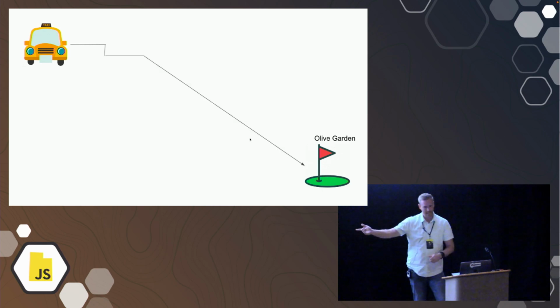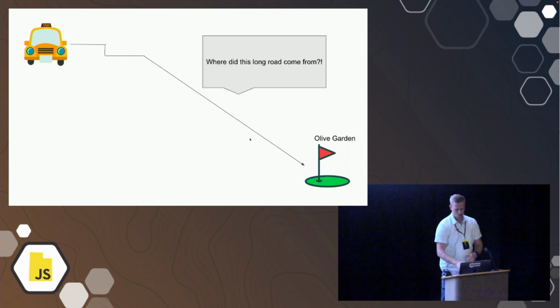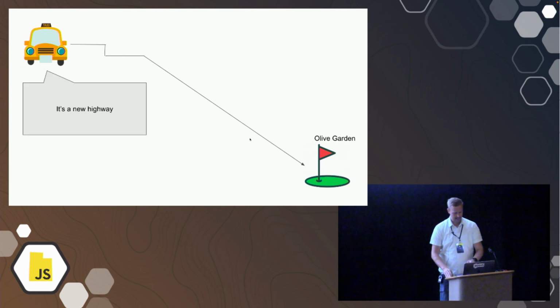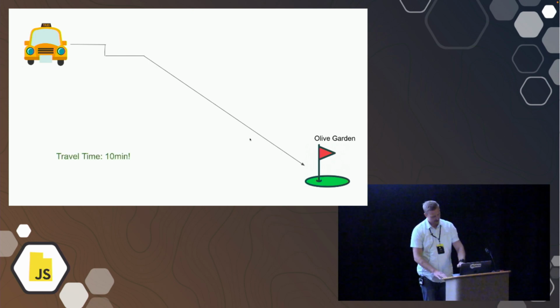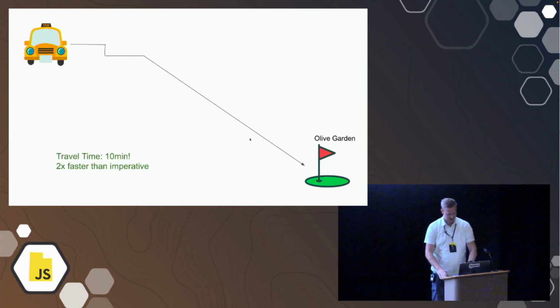You're just relaxing, enjoying your favorite podcast, whatever. And then all of a sudden, he takes this different road that maybe you wouldn't have taken. You're like, where did this long road come from? And he tells you it's a new highway. And we're there already. Travel time, 10 minutes, 2 times faster than imperative.